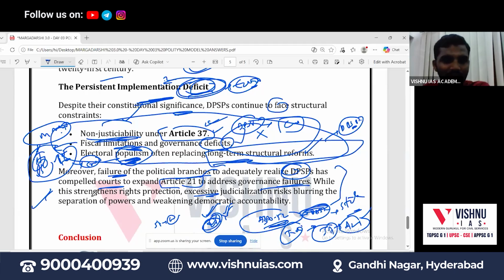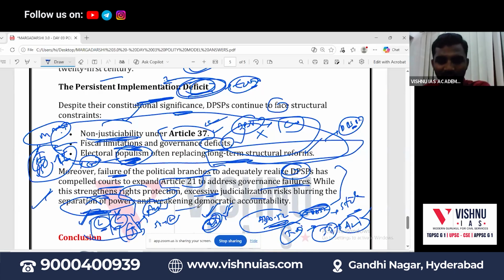But the problem is, while this strengthens rights protection, excessive judicialization risks blurring the separation of powers. Obviously, right? Actually, it is the legislature and the executive who should implement the DPSPs. The judiciary's role is adjudication, but right now the judiciary is also focusing on implementation of the DPSPs. That's not sustainable because separation of powers is clearly there. Whose role it is, who has to do what, needs to be very clear. And ultimately, what does it lead to? If the judiciary is doing all these things, it will weaken democratic accountability, because it is the MPs and MLAs who have to do this work.